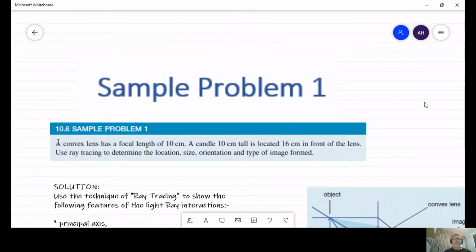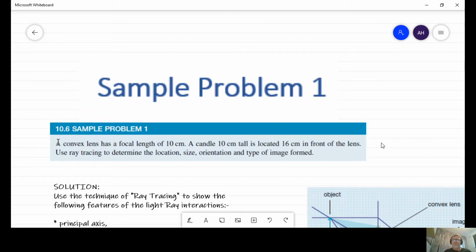Right. A convex lens has a focal length of 10 centimeters. A little candle is placed in front of the lens, 16 centimeters away. Work with a ruler and pencil to use ray tracing to determine the location of the image, the size of it, and the orientation.